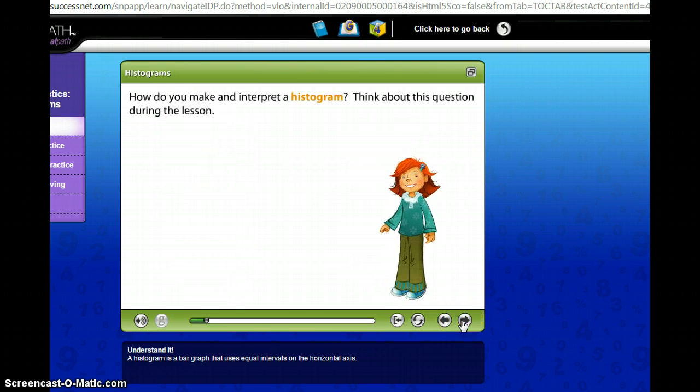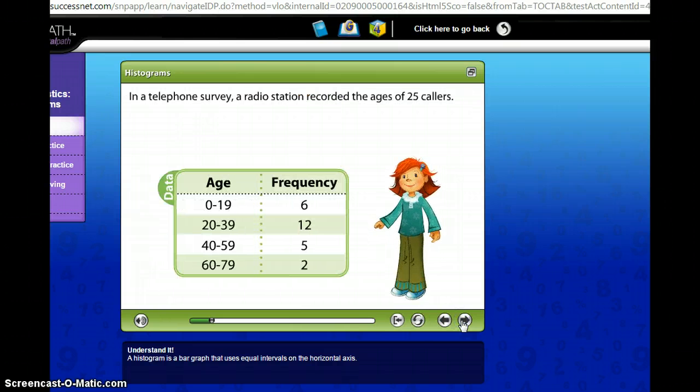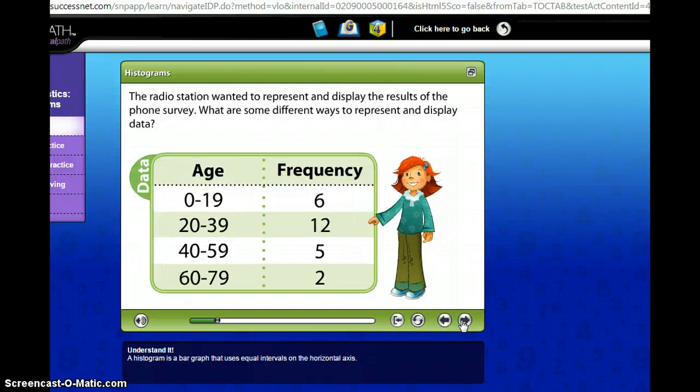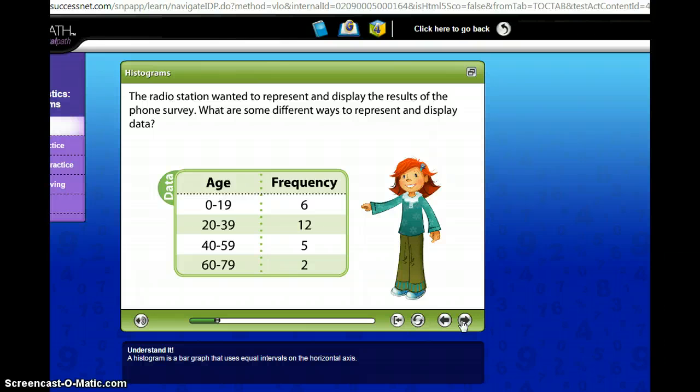How do you make and interpret a histogram? Think about this question during the lesson. In a telephone survey, a radio station recorded the ages of 25 callers. The radio station wanted to represent and display the results of the phone survey. What are some different ways to represent and display data?